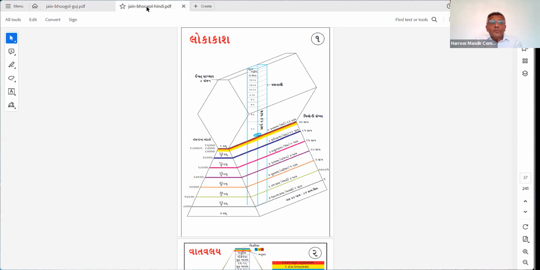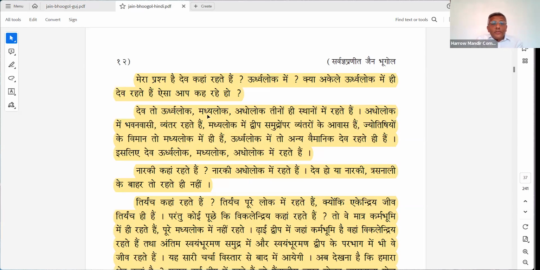So let's just read what they say. So, Devuto Urdhvalok, can you see this? Devuto Urdhvalok, Madhyalok, Adholok, Tino hi sthano mein rahte hai. Adholok mein Bhavanvasi Vyantar rehte hai. So, in the lower hell, it's just above the first hell, the bhavan for the bhavanvasi and the vyantar. Madhya lok me deep samudro vyantar ke vase. Vyantar dev live in the madhya lok and jyotishyo ke viman to madhya lok me hi hai. The jyotish dev, the sun, the stars, moon, they only reside in the madhya lok. They don't reside anywhere else.